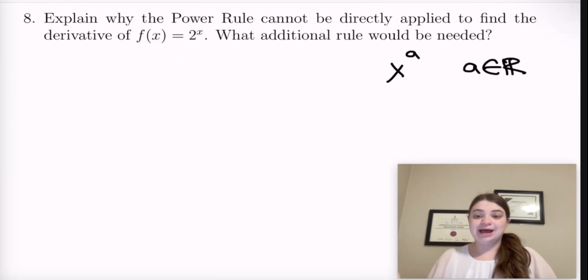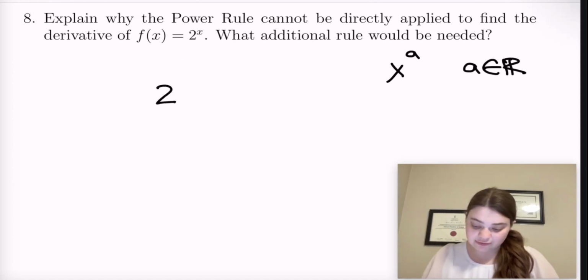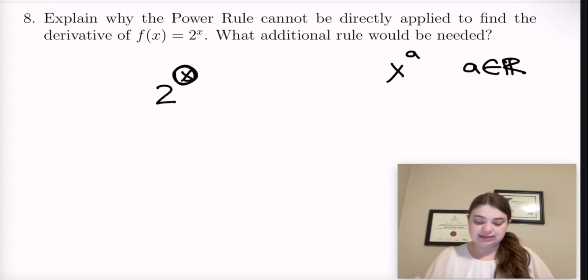In this case, we don't have that though. We have a fixed base, which is 2, and then we have a variable as our power. And so that's why this isn't going to work. We're not going to be able to find the derivative of this using the power rule.